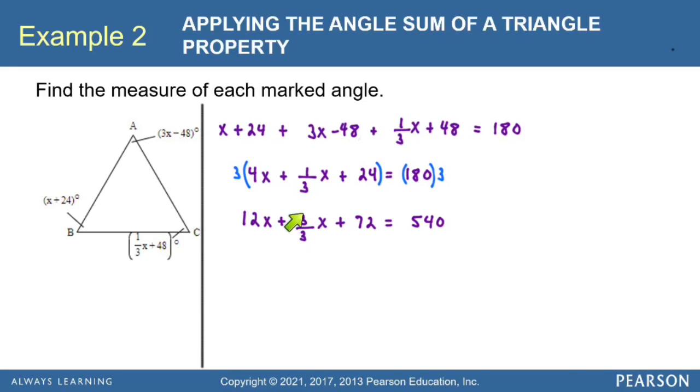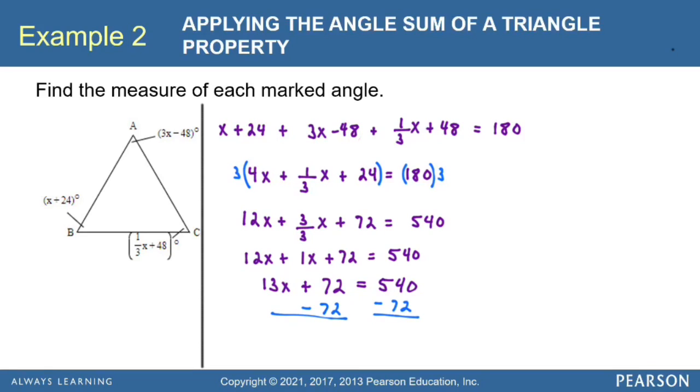Of course, this 3 divided by 3 reduces to 1. So what I've really got here is 12x plus 1x plus 72 equals 540. And so now, of course, we can combine these two like terms. 12x plus 1x is 13x, and then we've still got our plus 72 and our equals 540. And now to finish up the solving process, we're going to subtract 72 from both sides, and then we'll have 13x equals 468. Divide both sides by 13, and we'll have x equals 36.